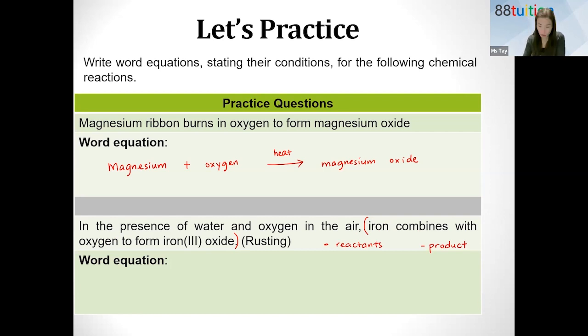Reactants, iron and oxygen. That's correct. The reactants are iron and oxygen because it says iron combined with oxygen. Okay, Sherman, can understand this part now? It says iron combined with oxygen. Combine also can be replaced by the word reacts. Iron reacts with oxygen to form iron trioxide.